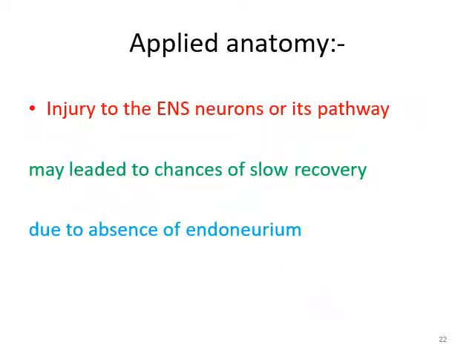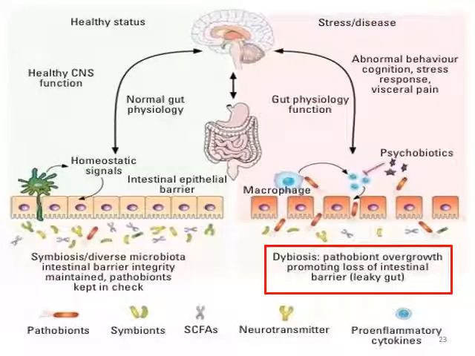So injury to the enteric nervous system neuron or its pathway may lead to chances of slow recovery. I told you, since there is absence of endoneurium, so recovery is there, but there is always a rhythm between a healthy state, you can see here, and a disease state.